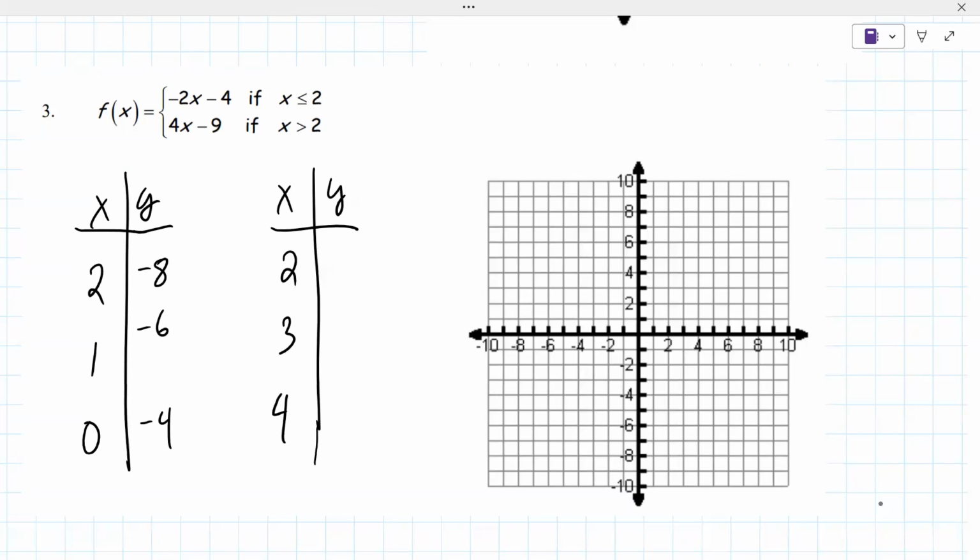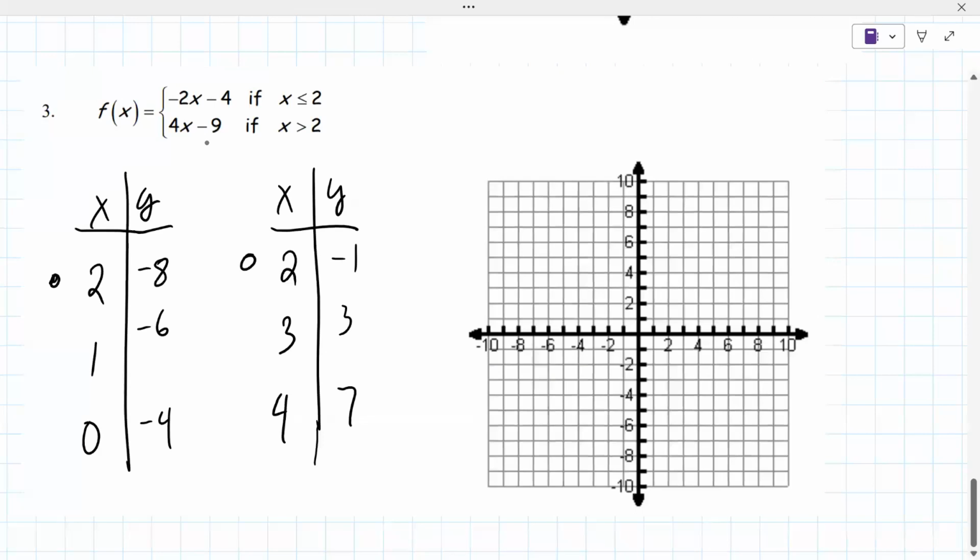Okay. I got -1, 3, and 7. Now at the break point, where they're both two, is the one on the left an open or closed circle? Is the one on the right an open or closed circle? It has to do with the inequality here. The first one should be closed, and the second one should be open.